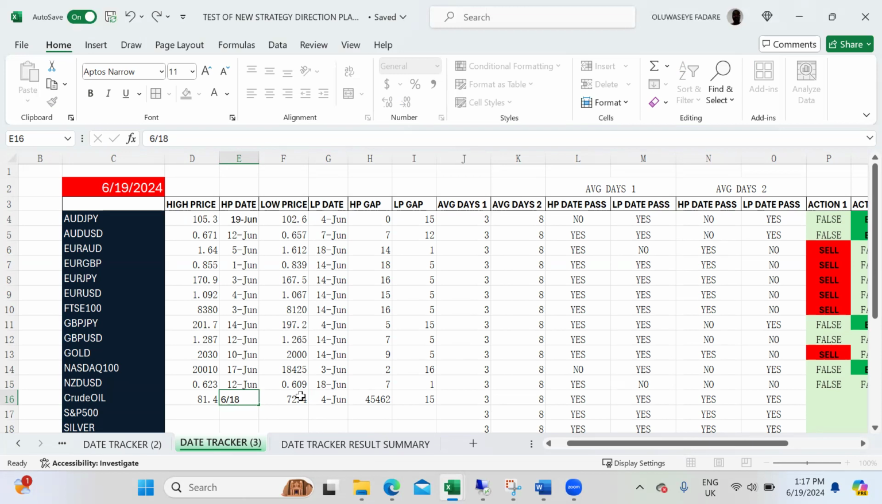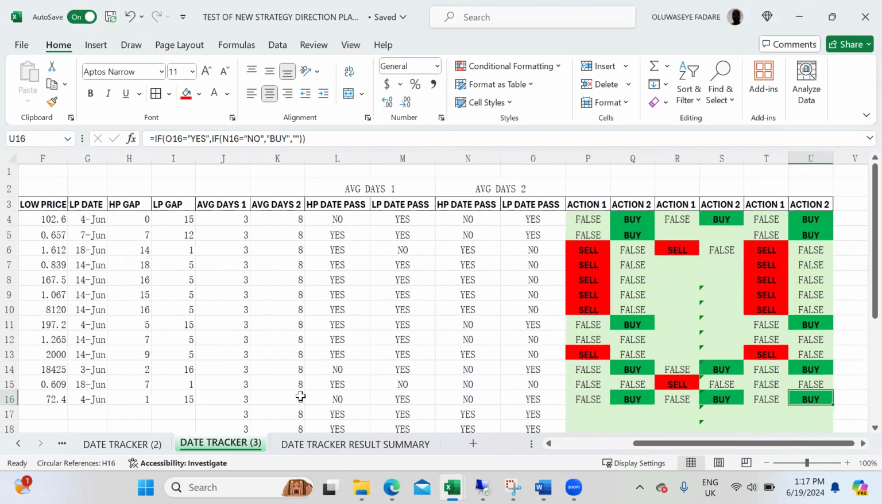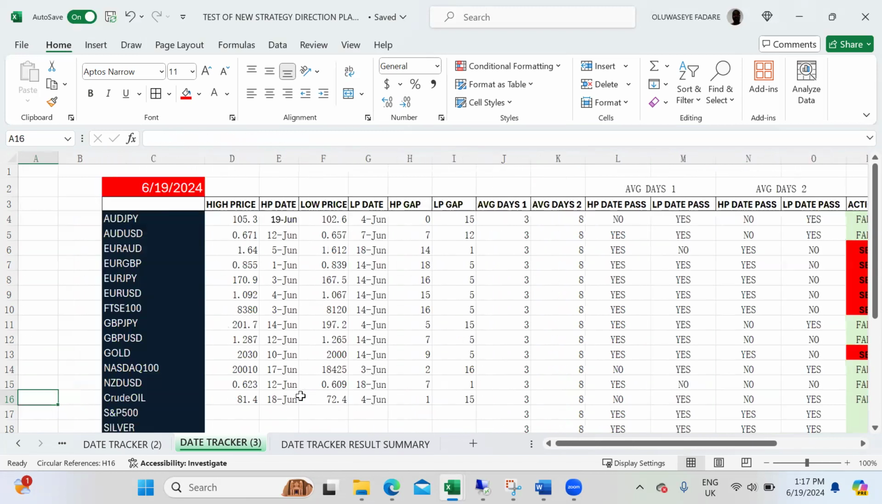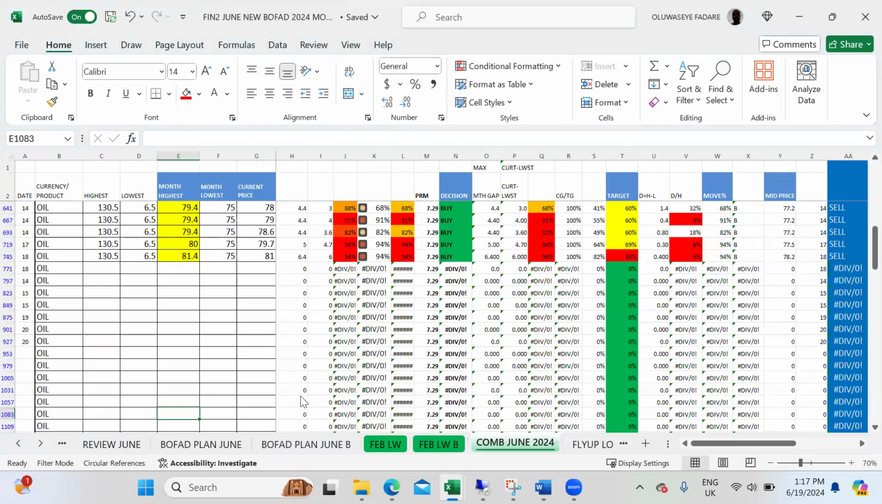But let's confirm from our final review. So you can see here, giving us a buy all the way. Which means from the first, we would have started buying and would have made the profit that we want.